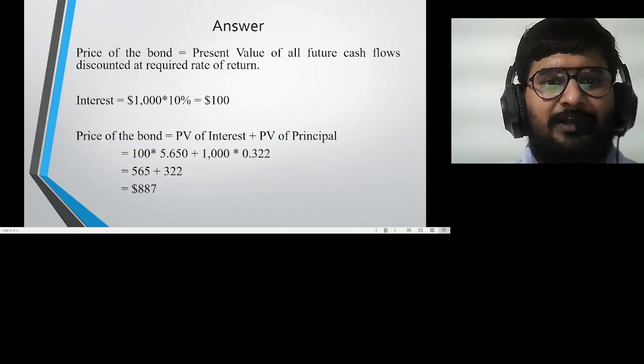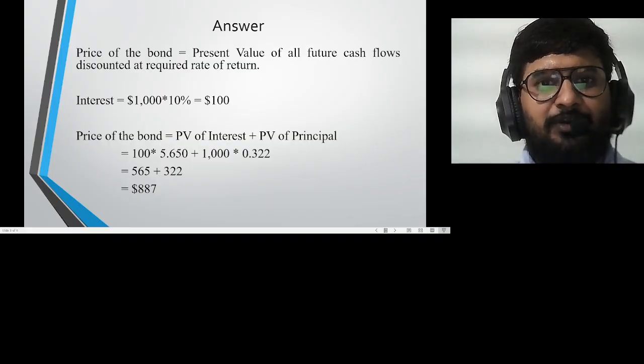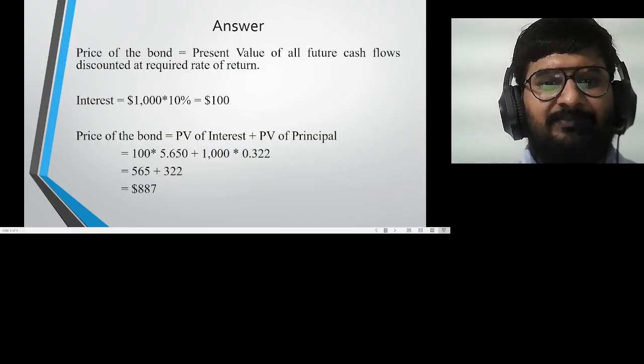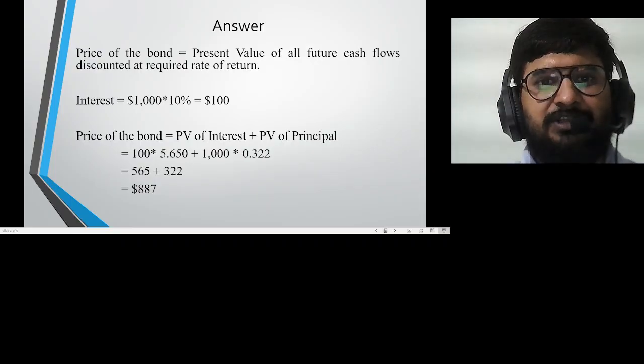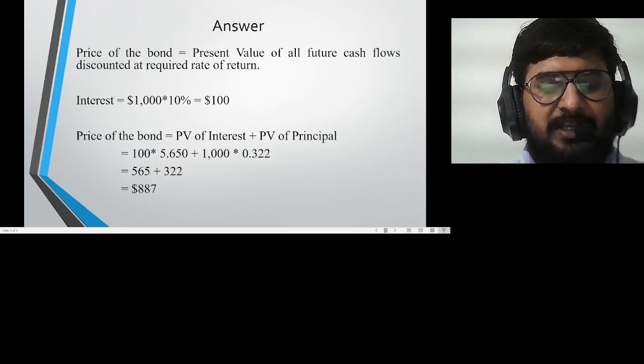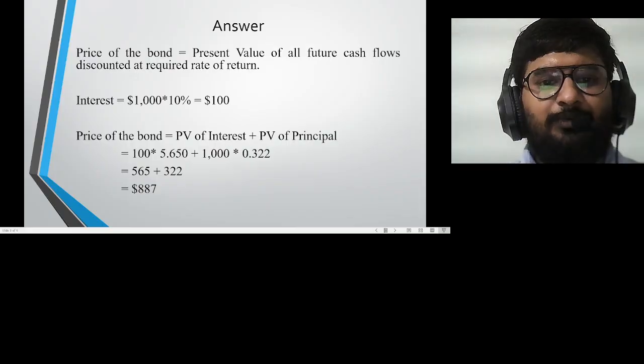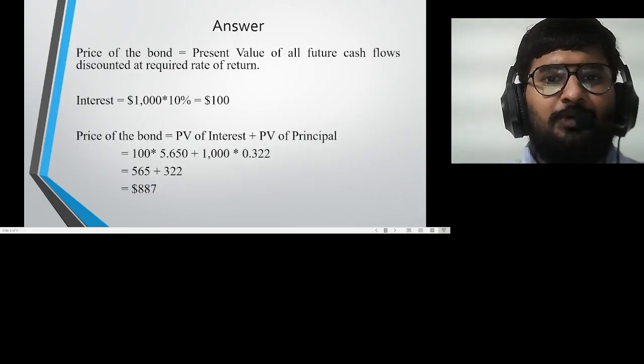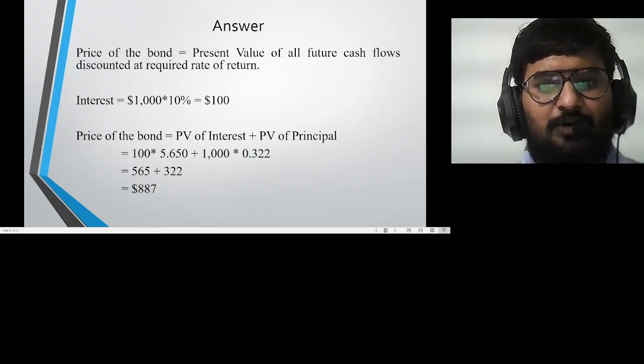principal. So you multiply the interest $100 with the annuity factor of 12% for 10 years, that is 5.650, and you multiply the principal, that is $1,000, with the discounting factor of 12% for 10 years, that is 0.322. So for interest you get the present value 565, for principal 322. You add it up, total $887. This is the price of the bond today.